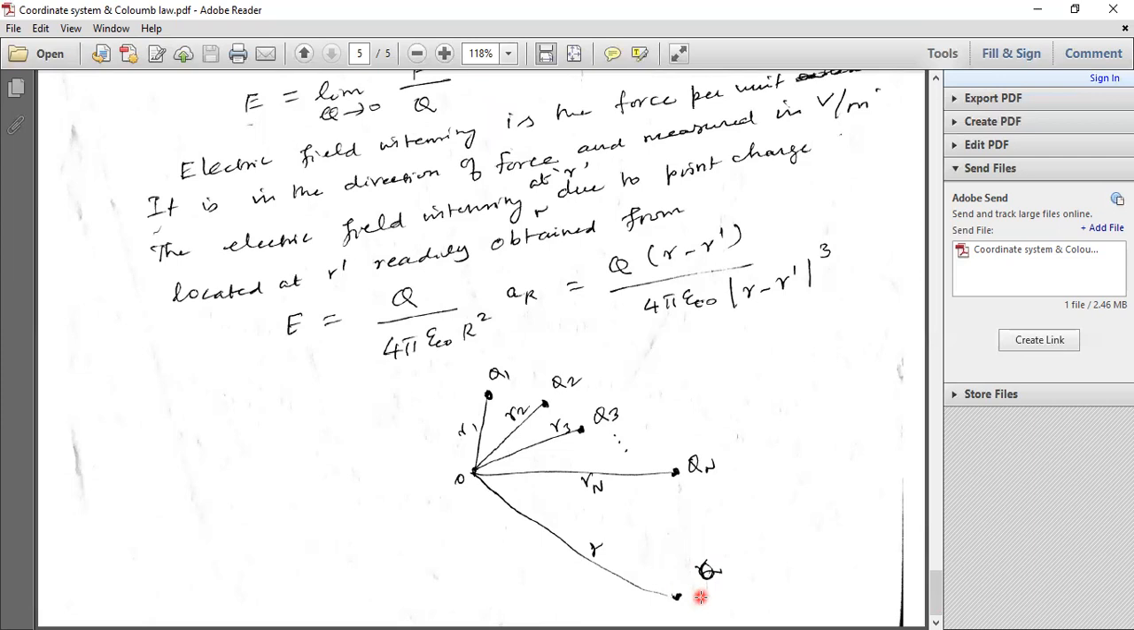I hope you have understood this concept, and this is the basic one, how to calculate the electric field intensity due to point charges. We can have videos for electric field intensity calculation due to line charge, surface charge, and volume charge.